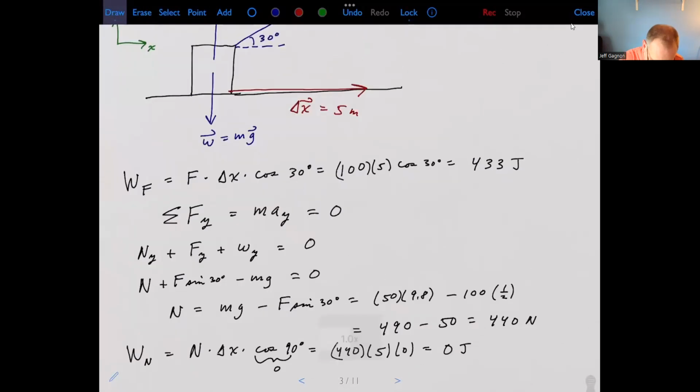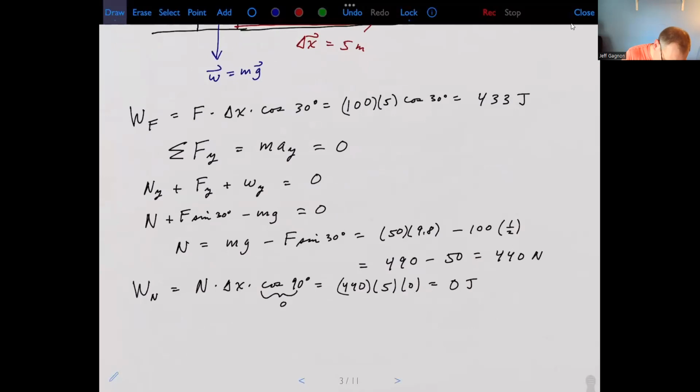Okay, and we're going to find the same thing is going to be true for the weight, right? If I calculate now the work due to the weight, it's going to be the weight times the displacement times cosine, and the angle between that weight vector and displacement vector is again 90 degrees. So remember, the weight is going to be mg, right, which is 490.